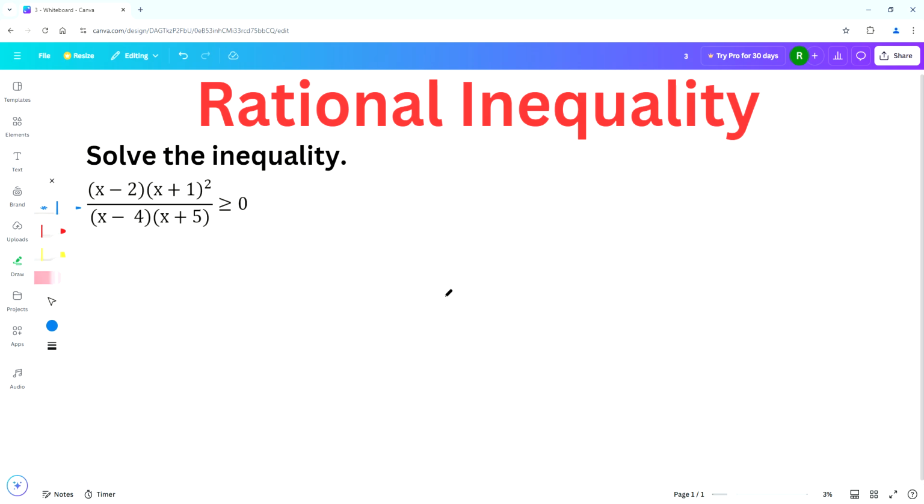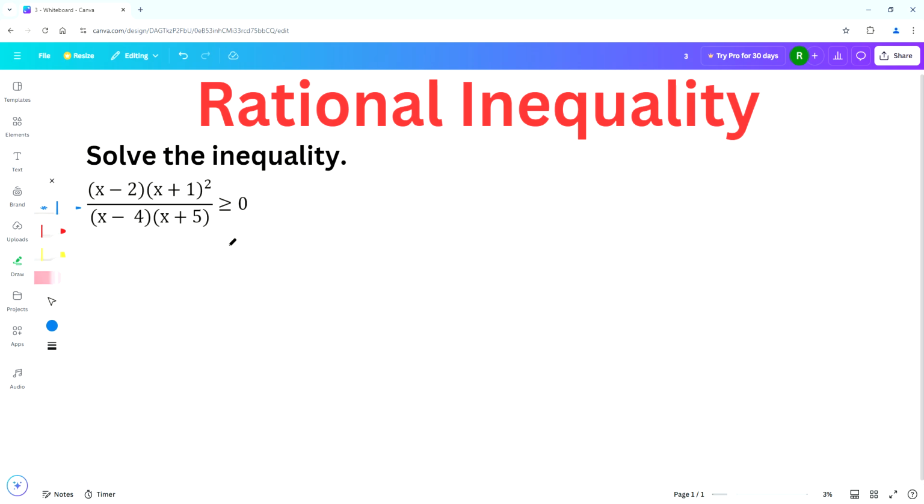In this video, we'll solve a rational inequality. The given inequality is (x - 2)(x + 1)² over (x - 4)(x + 5) greater than or equal to 0. In this inequality, the numerator expression is in factored form, the denominator expression is in factored form, and there is a 0 on the other side of the inequality.